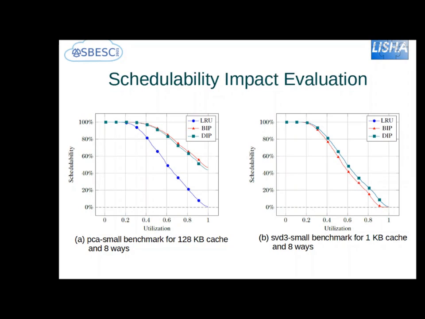PCA favors BIP and the latter favors LRU. The results for PCA show significant improvement of BIP over LRU, reaching over 50% for high utilization rates. For SVD3, LRU only slightly outperforms BIP. Most importantly, in both cases, DIP always follows the best policy, incurring very little overhead.